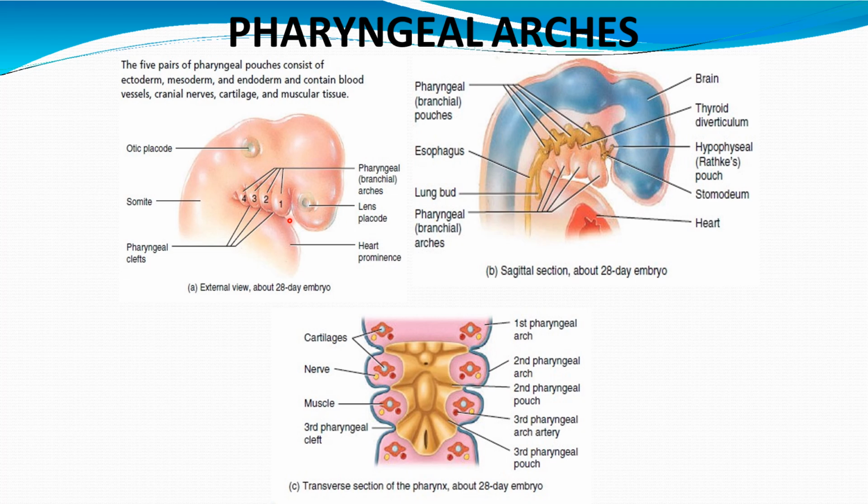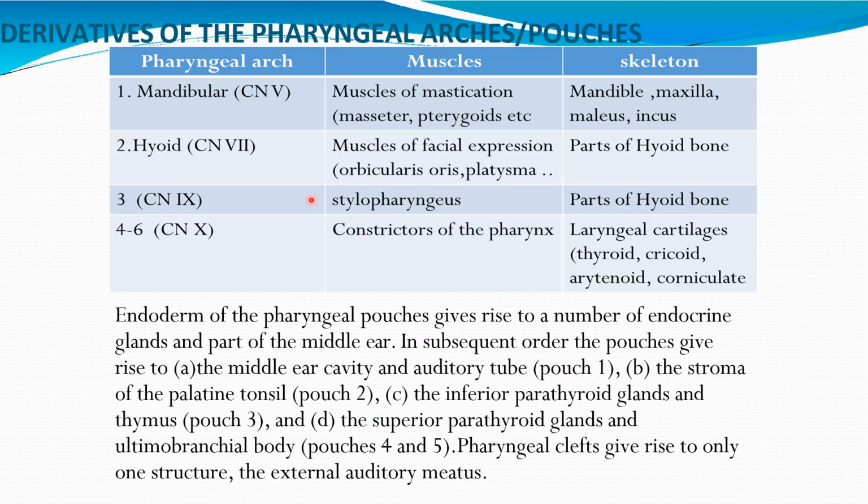So let's move on. And remember, in our preamble, we also said each pharyngeal arch contains a cartilage, a nerve, and a muscle. That's what we were talking about. So what are the derivatives of the pharyngeal arches or the pouches? We have pharyngeal arch number 1, the mandibular, which has cranial nerve number 5. The muscles it has are the muscles of mastication, the masseter, the pterygoid, etc. Then the skeleton, we have the mandible, maxilla, the malleus, and the incus.